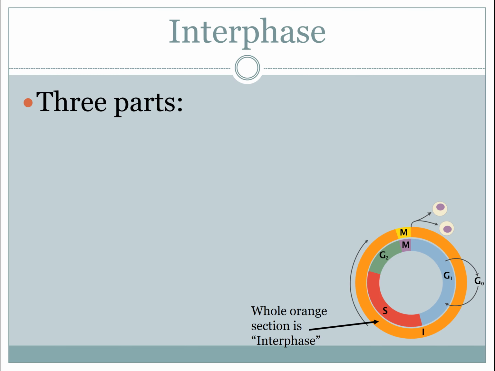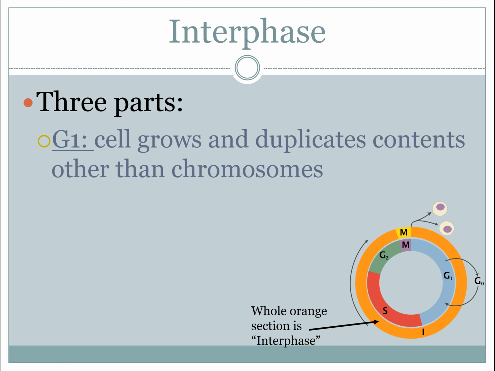Okay, so there are three parts to interphase. Interphase is this whole orange section here. And as you can see, it's divided into three parts. G1, where the cell grows and duplicates its contents other than chromosomes, so it's going to create duplicates of all of the organelles so that the organelles don't end up getting divided in half. So there'll be an appropriate number of mitochondria, an appropriate number of lysosomes in the new cells.